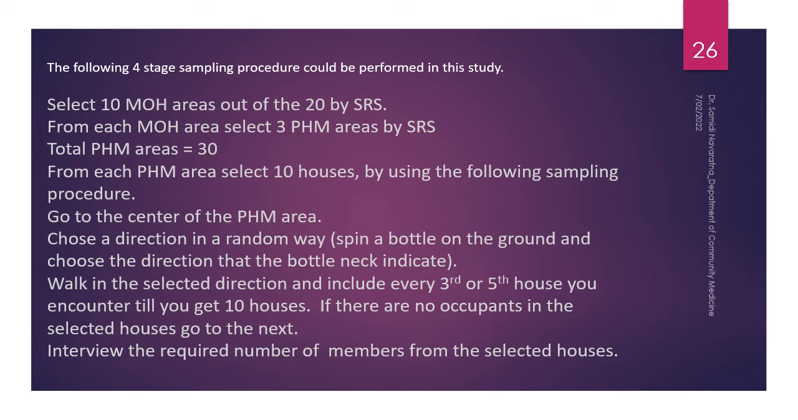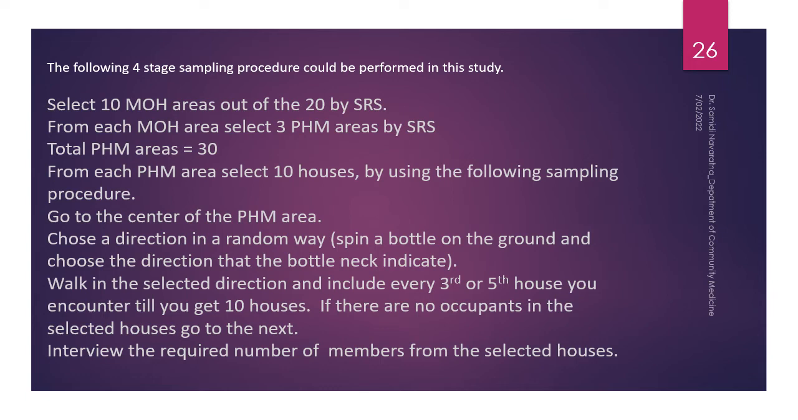So this is a 4-stage sampling procedure I have described here. Select 10 MOH areas out of the 20 by simple random sampling method. Then from each MOH area selected, choose 3 public health midwife areas by simple random sampling. So then the total number of public health midwife areas would be 30. From each public health midwife area, select 10 houses by using the following sampling procedure. So go to the center of the public health midwife area. It doesn't have to be the exact center, but somewhere in the middle. Choose a direction in a random way.